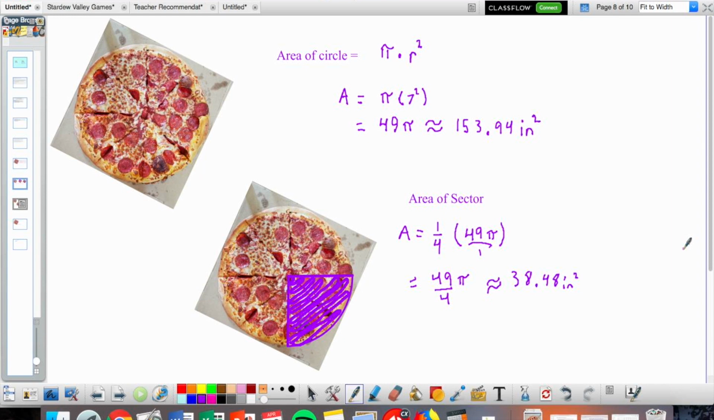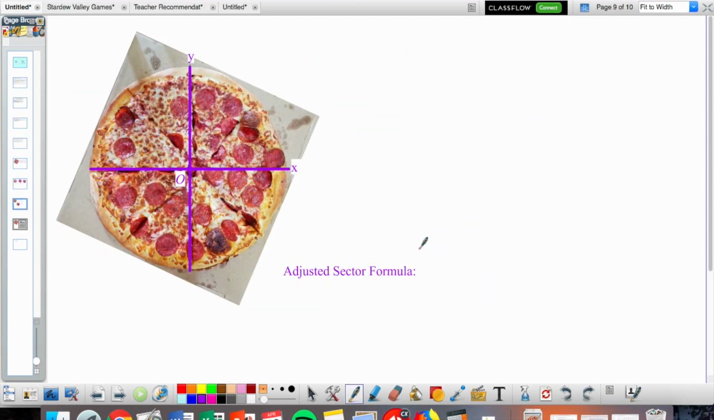But you may be wondering, I knew that this was a fourth. How are you going to know what that fraction is? And what about people who eat half a pizza, who don't cut slices the way I do? So what I've done here, I created a y-axis and an x-axis on top of my pizza. I labeled the center of the pizza as O for origin, just like the coordinate axes.